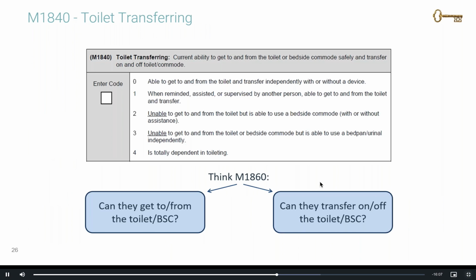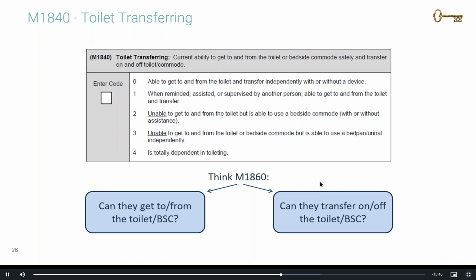Okay. Next, we have toilet transferring. So with M1840, keep in mind, this is that 2-part question that's looking at both can they get to and from the toilet or the bedside commode, and can they transfer on and off of the toilet or the bedside commode. So when you're answering the question, think about M1860. Think about what you saw as they moved through the home. Did you see them able to really walk around independently?